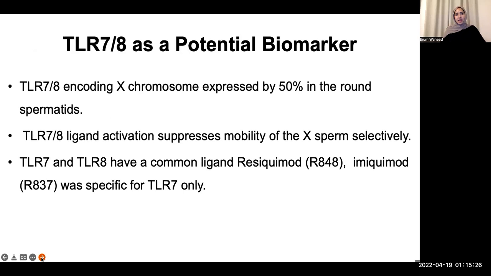Toll-like receptors 7 and 8 as a potential biomarker. Toll-like receptor 7 and 8, encoded on the X chromosome, are expressed by 50% of round spermatids. Toll-like receptor 7 and 8 ligand activation suppresses the motility of X sperm selectively. Toll-like receptors 7 and 8 have a common ligand, resiquimod, which binds to both, and imiquimod R837 that is specific for toll-like receptor 7 only.